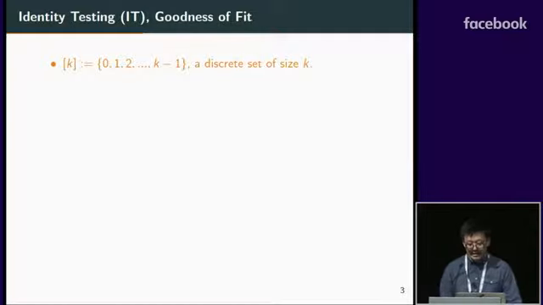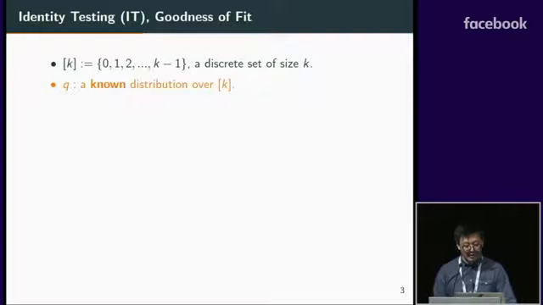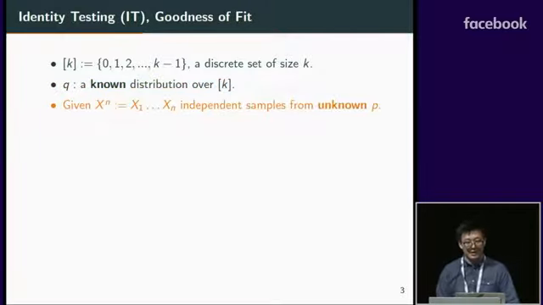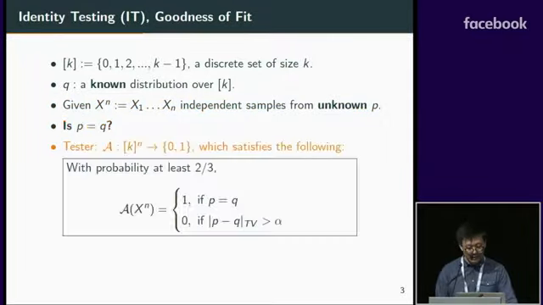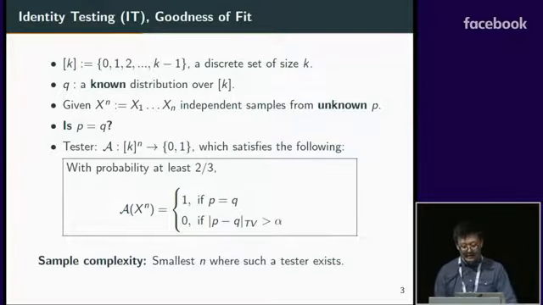So given a discrete set of size k, and we have a known distribution Q over the set, this is the postulated hypothesis we want to test. And given n independent samples from the underlying distribution, the question we want to ask is whether P equals Q. Okay, more specifically, we want to come up with an algorithm which satisfies the following, with probability at least 2/3. The algorithm should output 1 if the distributions are equal, and it should output 0 if the distributions are of distance alpha away from each other, and the distance is measured by TV distance. So the sample complexity is defined as the least number of samples where such a tester exists.